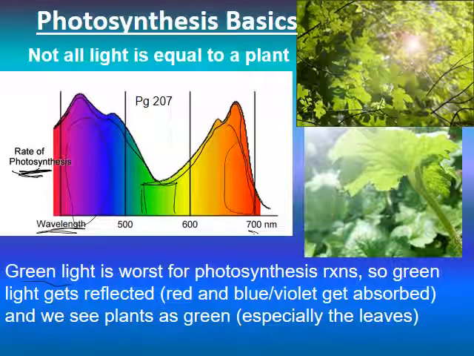So green light typically gets reflected by plants. This is why plants look green. The red and blue, violet all get absorbed and used for the process of photosynthesis, and we see the plants as green to our eyes because that's the light that actually gets reflected to our eyes, especially where the plant is doing photosynthesis in the leaves, namely.